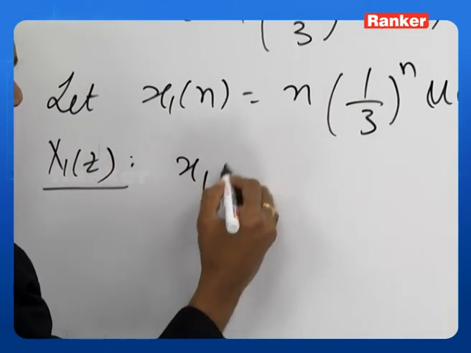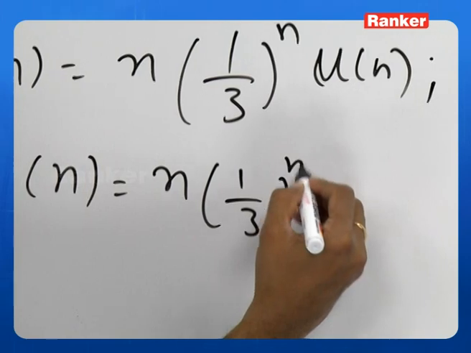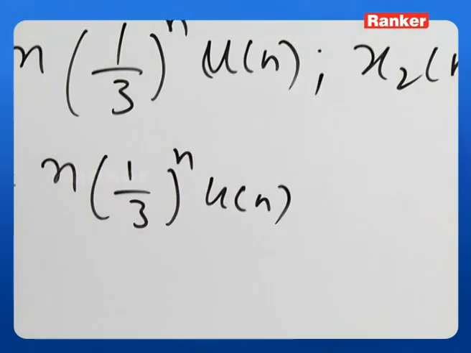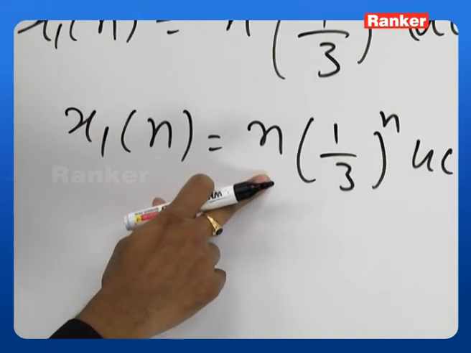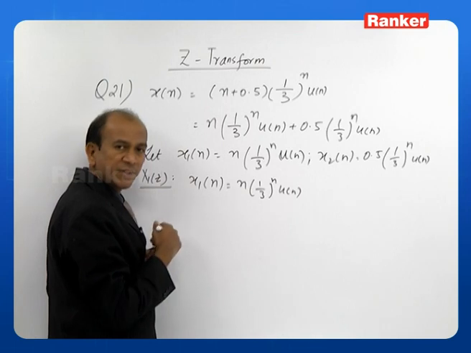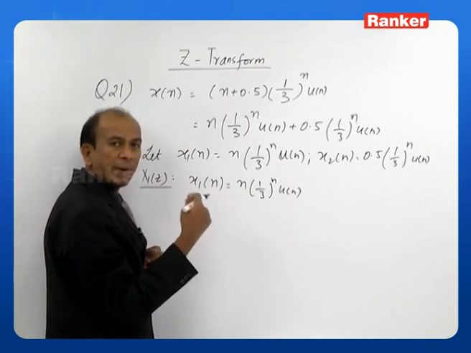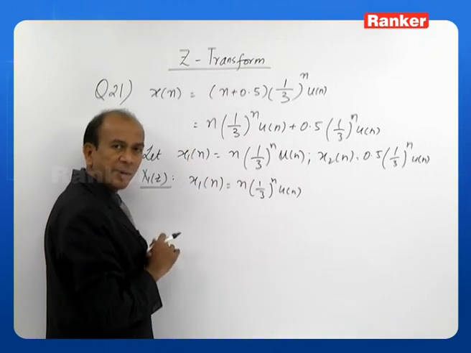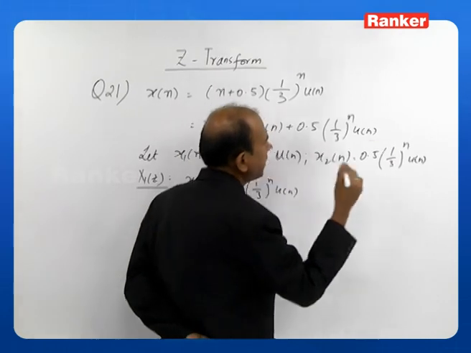x1 of z, if you look at this, has the form (1/3)^n u of n and n. Now if you see here, there is a multiplication with a factor n. So if you remember our Z transform properties, we have to use the differentiation property to get this answer. Let us see first what the differentiation property says, and then we'll come back to solve this.